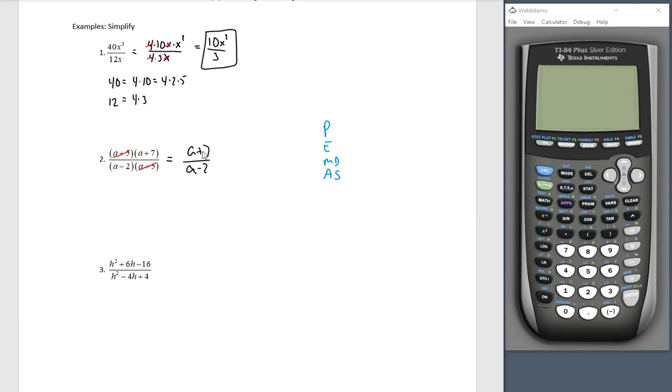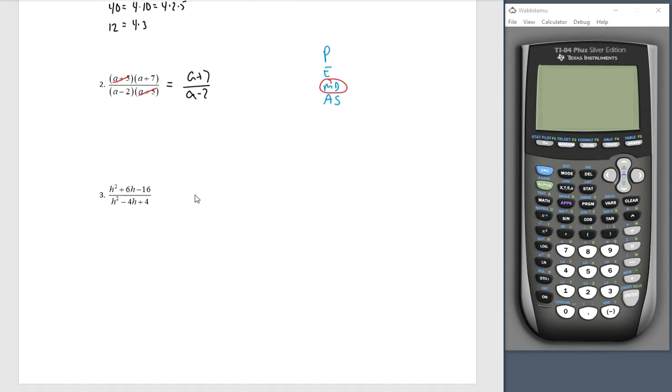A plus 7, as soon as there's a plus sign or a minus sign, is no longer a factor. So if we're adding or subtracting, we cannot cancel. We can only cancel if it's multiplication. So it has to be written as multiplication or division, as it turns out, before we can cancel. So you might be tempted to call this 7 over negative 2, but resist that temptation.